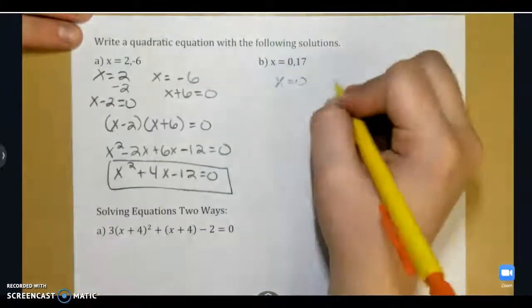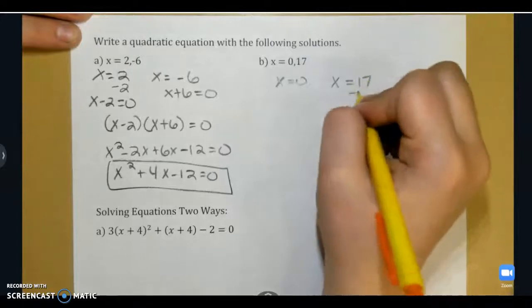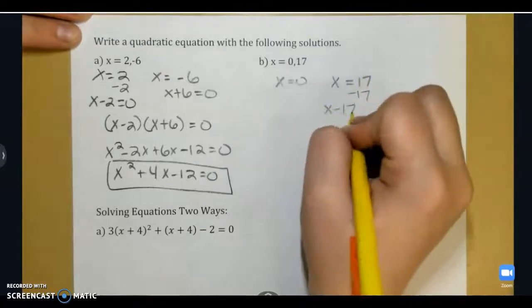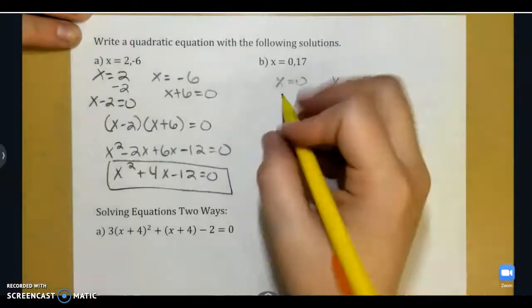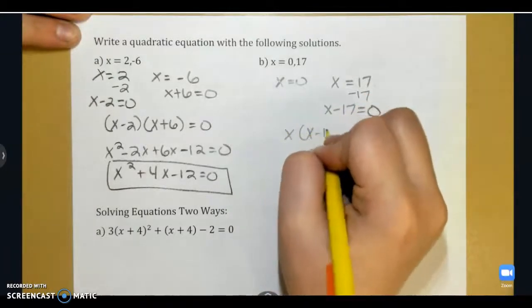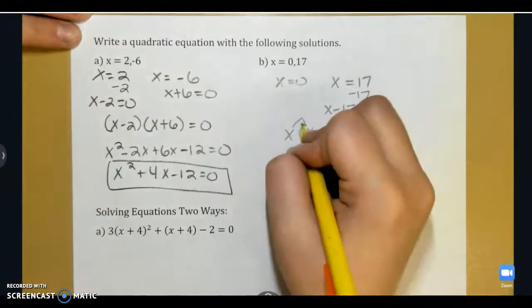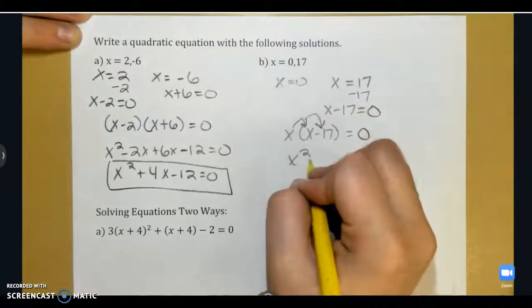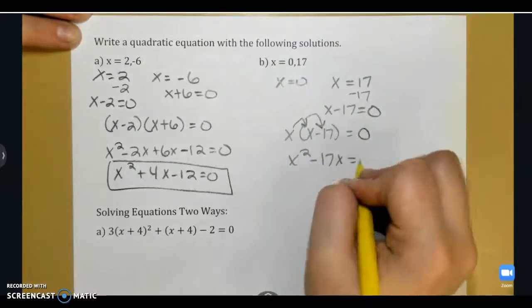Again, if x was 0 and x was 17, get that back into an equation that was 0. So that would be x times x minus 17. Distribute the x, and x squared minus 17x equals 0.